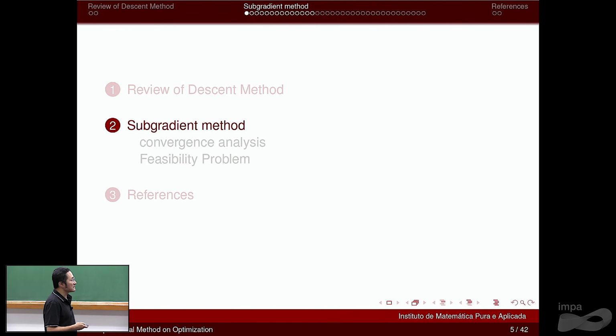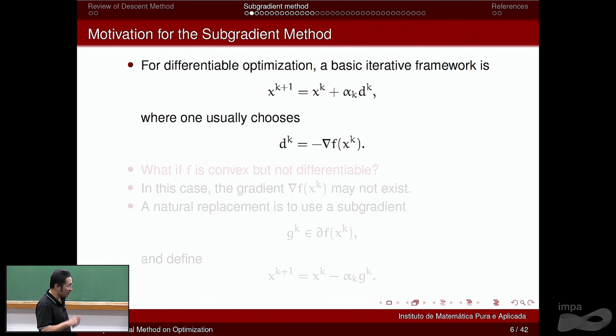Okay, next let's consider the subgradient method. The problem is when we use this line search framework and you choose the direction as the negative gradient, you already assume your problem is differentiable, which means f is differentiable in the whole space, which means the gradient of f at any point exists, okay? So let's consider other problems.